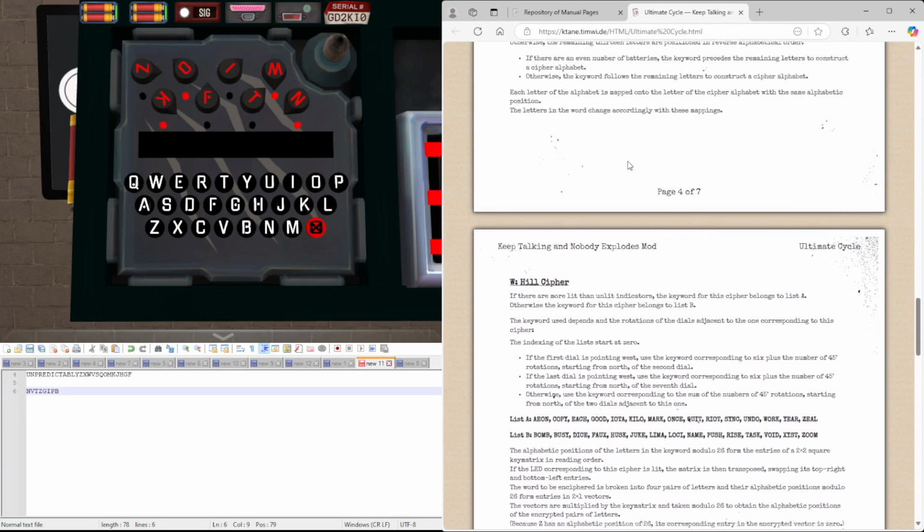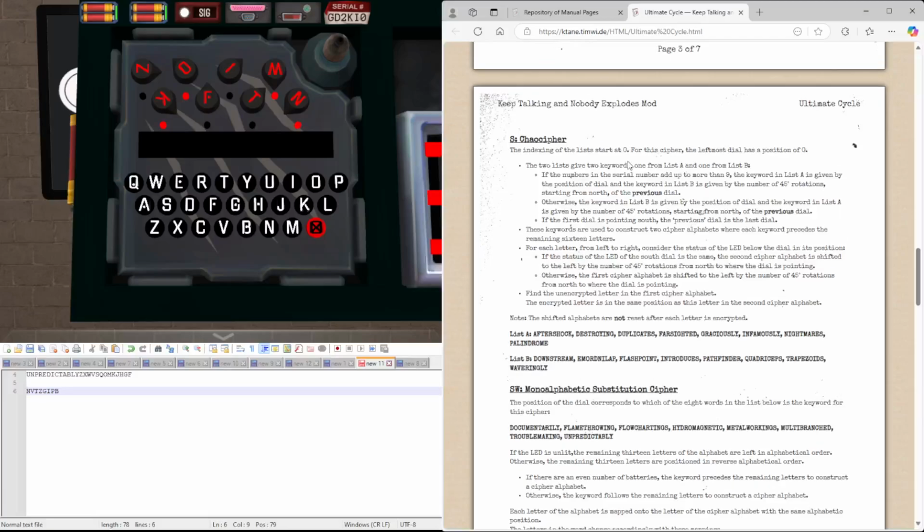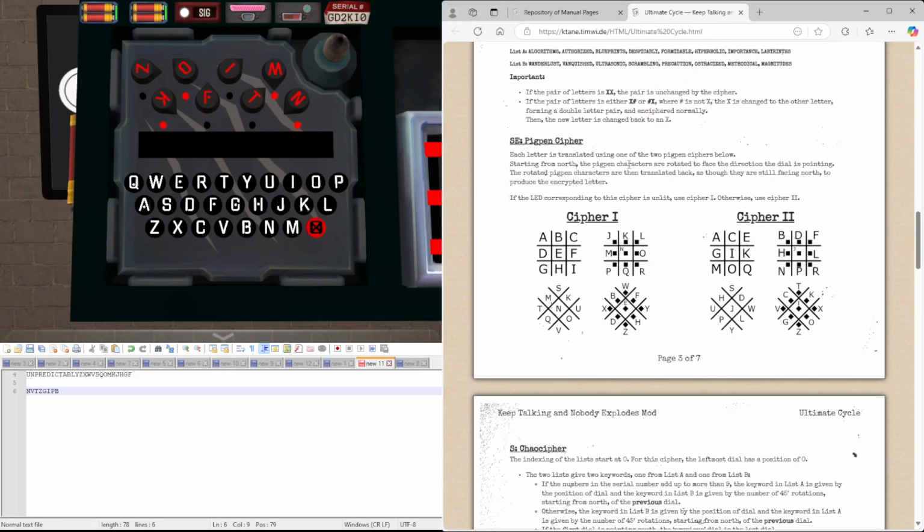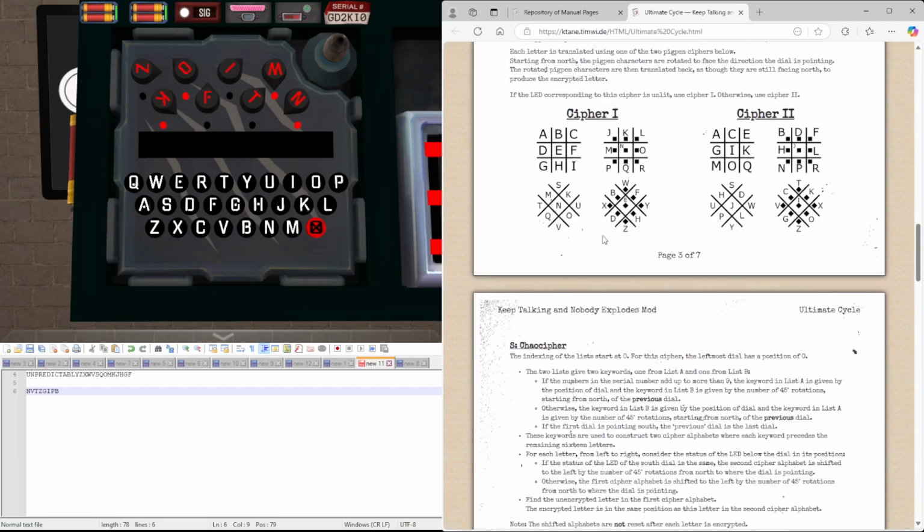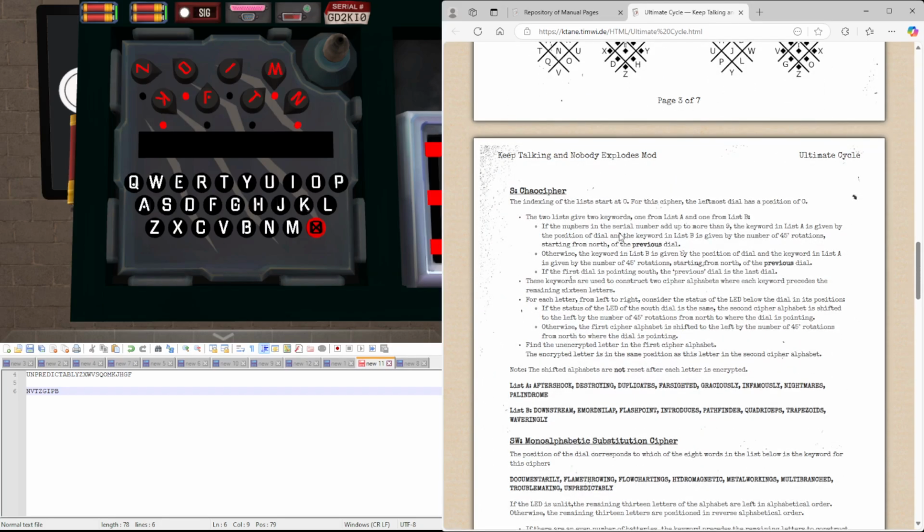We then have southeast, Pigpen. It's translated using two Pigpen targets below, from north. Anyway, we're going the other way. So south. Okay.